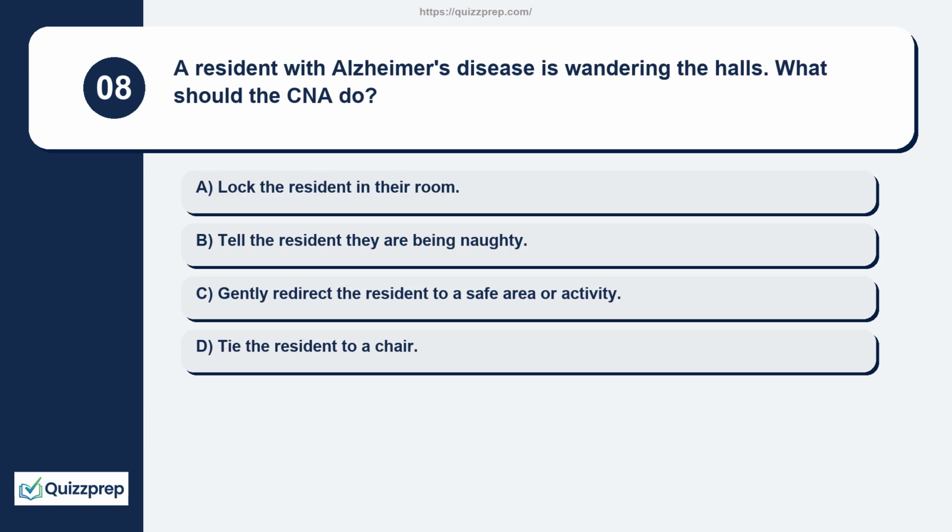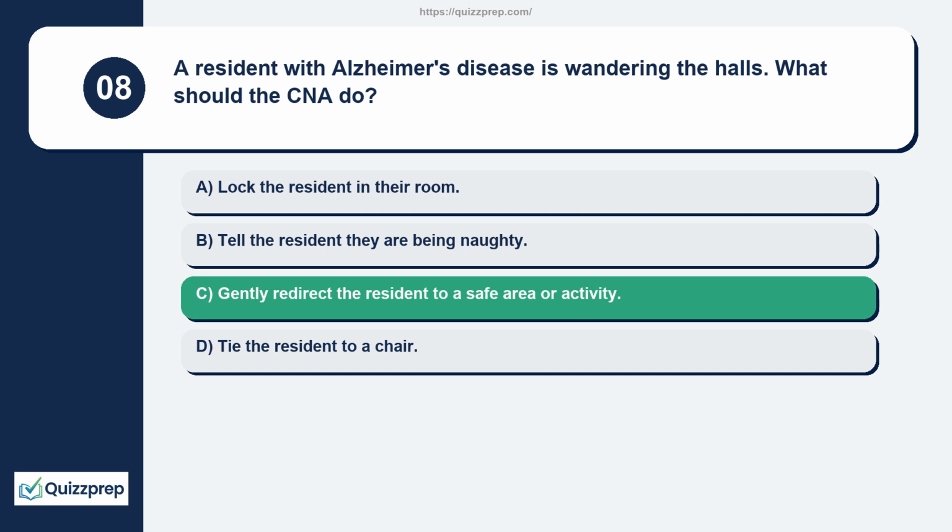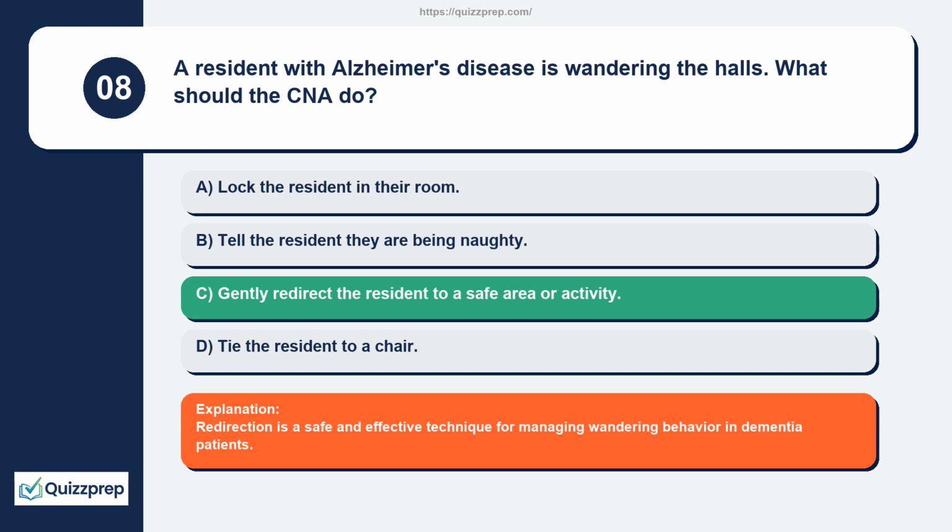Question 8. A resident with Alzheimer's disease is wandering the halls. What should the CNA do? Lock the resident in their room. Tell the resident they are being naughty. Gently redirect the resident to a safe area or activity. Tie the resident to a chair. Redirection is a safe and effective technique for managing wandering behavior in dementia patients.